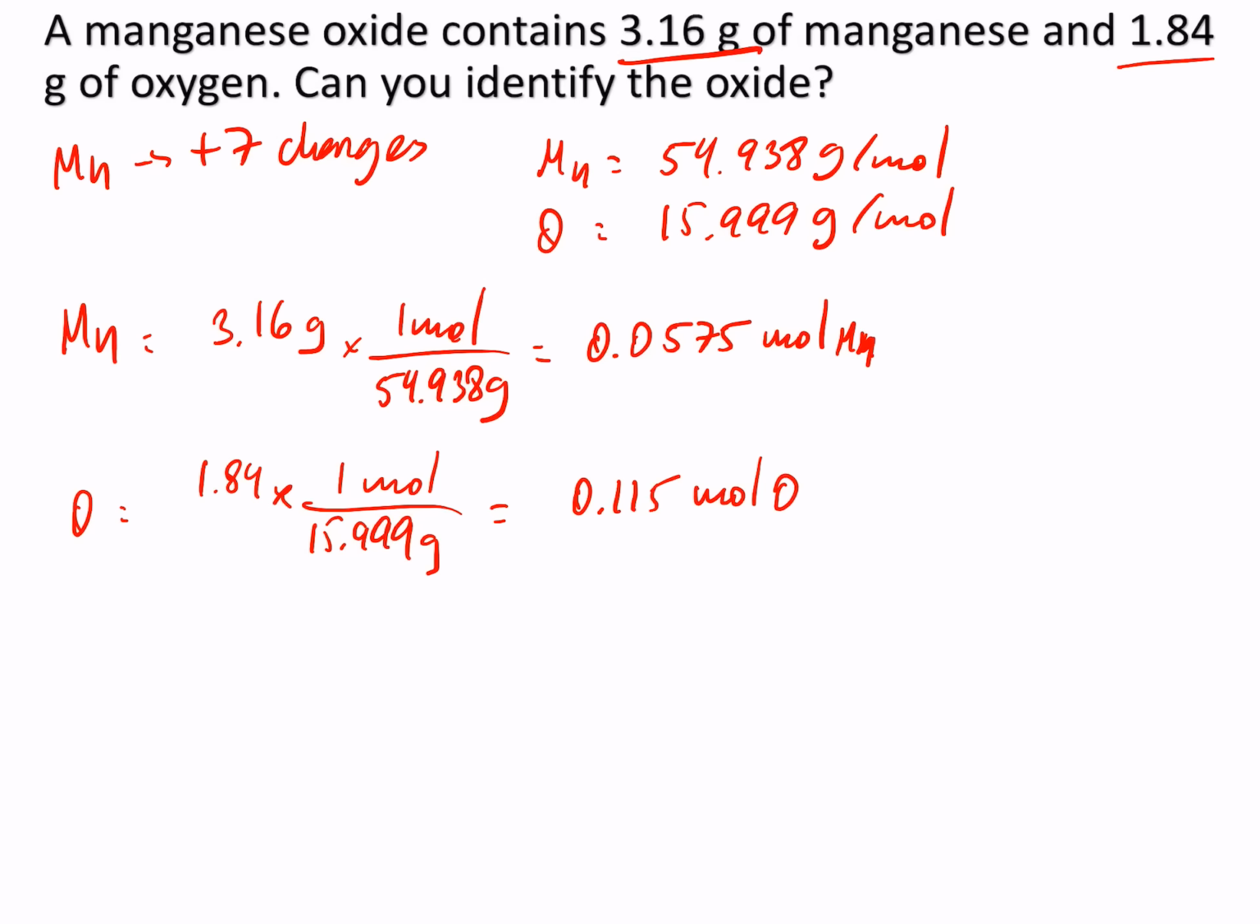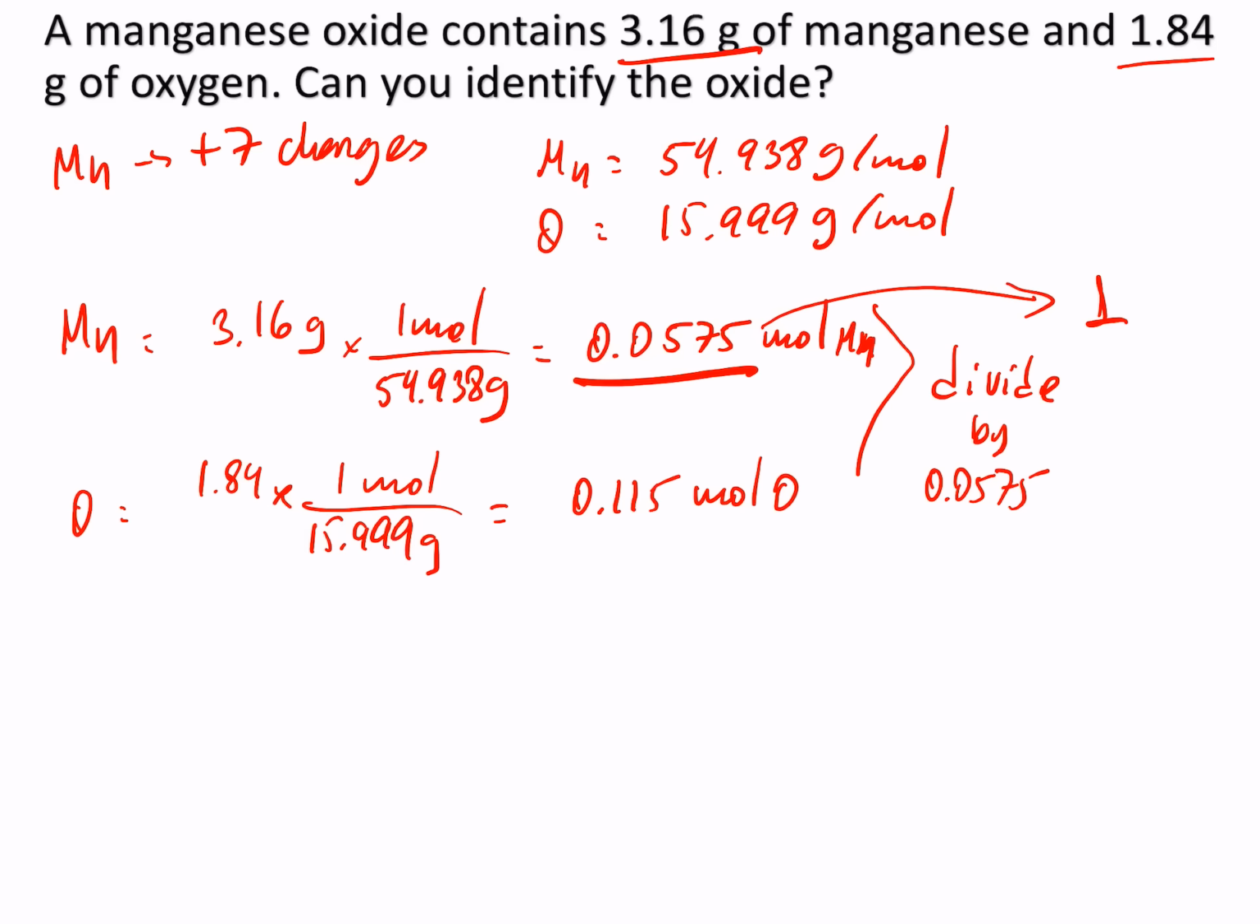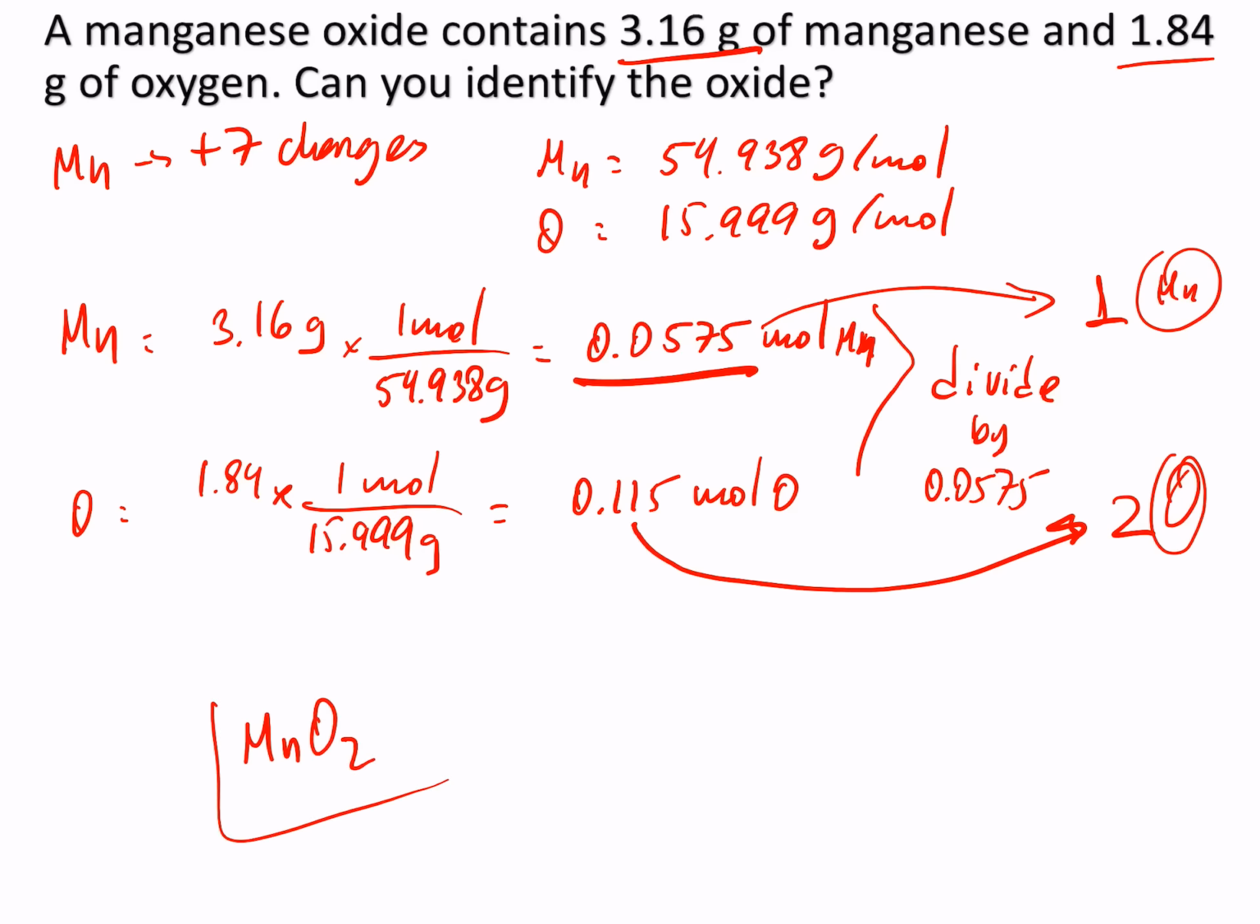And this is manganese. So here is the smallest one, 0.0575. So we take those two and we divide by 0.0575. When you do that, 0.0575 becomes 1, and 0.115 becomes 2. So this is manganese, and this is oxygen. So the empirical formula for this oxide is MnO2. That's how you use mass data to calculate the empirical formula of a compound. In this case, once you divide by the smallest one, you already obtain whole numbers. That's what you are aiming for. You need to obtain whole numbers when determining the empirical formula.